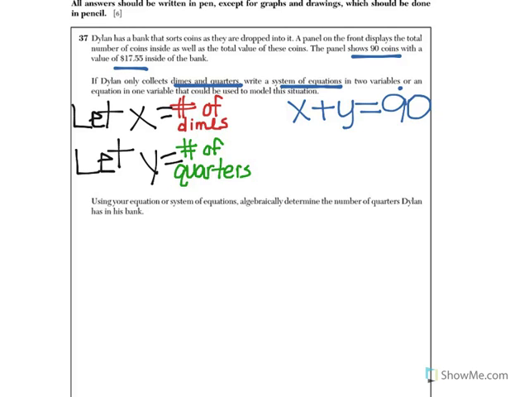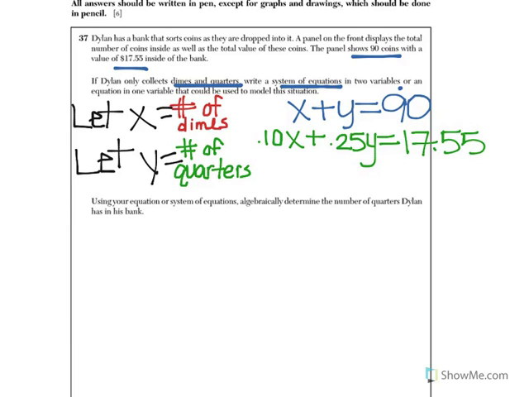And when I talk about the fact that there are $17.55 inside the bank, then that means I have 0.10 times x, because there's 10 cents to represent a dime, plus the value of a quarter is 25 cents, so that needs to be 0.25y, and that's going to equal my total cost of $17.55. And what we have to remember here is that formula, the cost times quantity equals total.